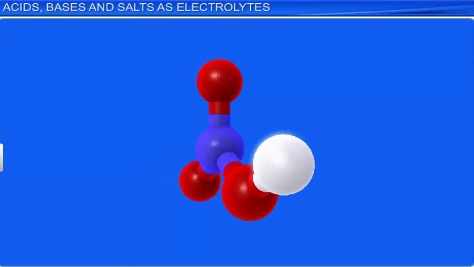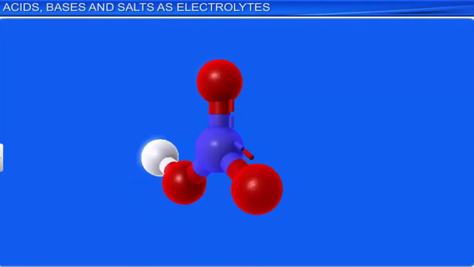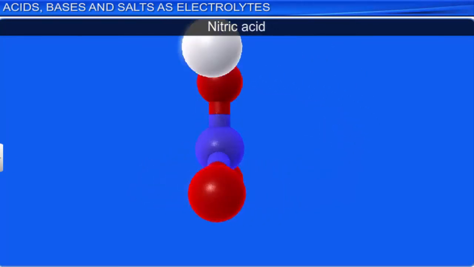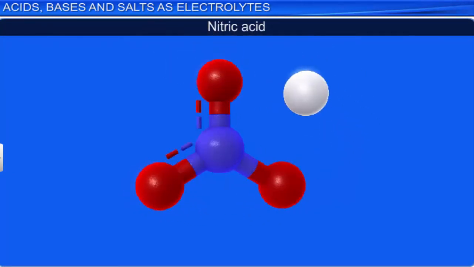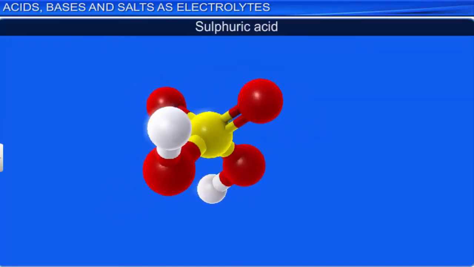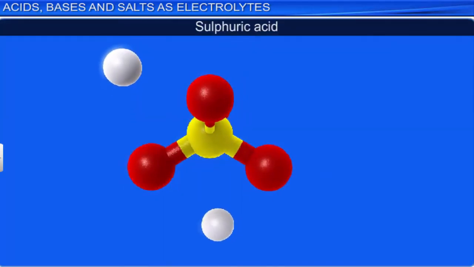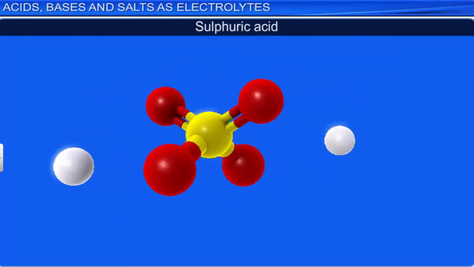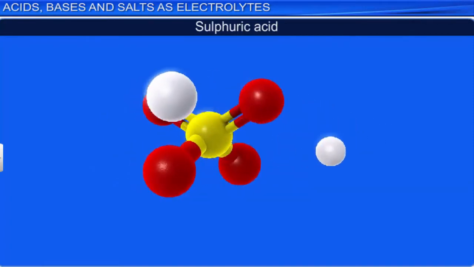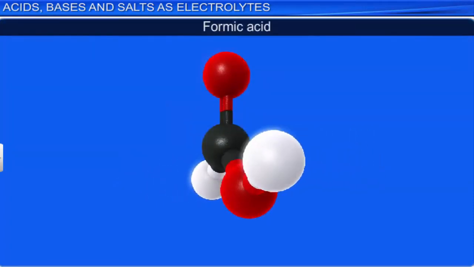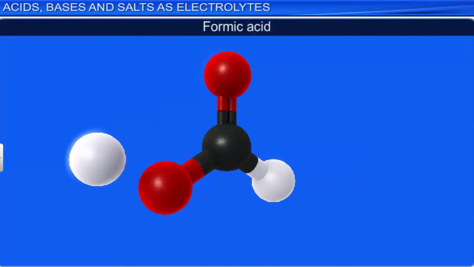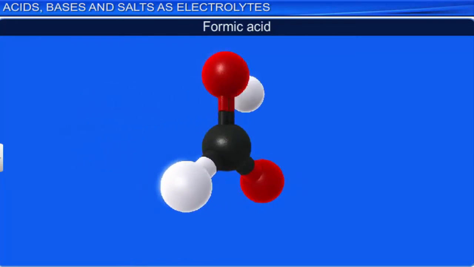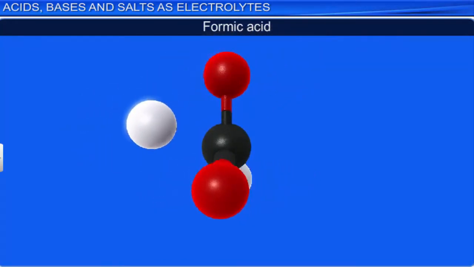Another example of a strong electrolyte is nitric acid. It gives hydrogen and nitrate ions in its aqueous solution. Likewise, sulfuric acid dissociates into hydrogen and sulfate ions when dissolved in water, and it is also a strong electrolyte. Formic acid, on the other hand, dissociates into hydrogen and formate ions, but the extent of dissociation is very less.